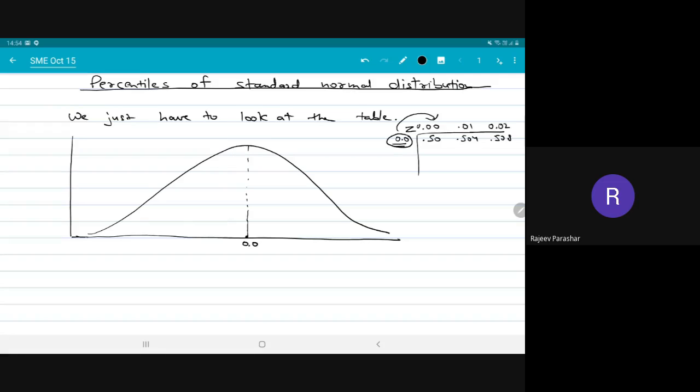Now, if we add 0.01 to 0.0, just to the right of it you'll have 0.01. To the left of this line, the area is 0.504. So as we move to the right, the area continues to increase. This is how the table has to be read.